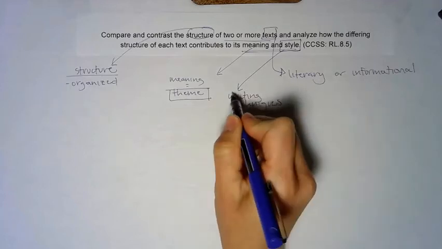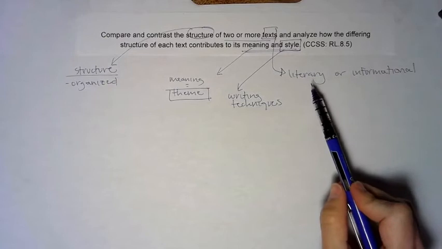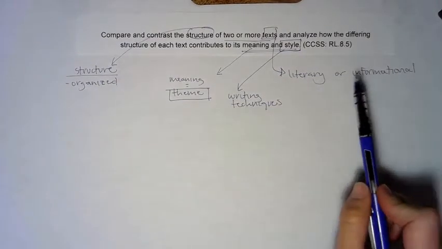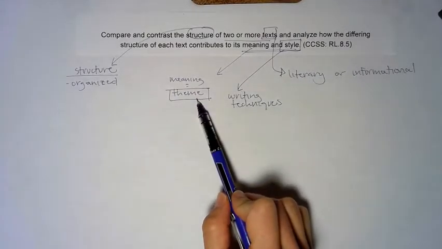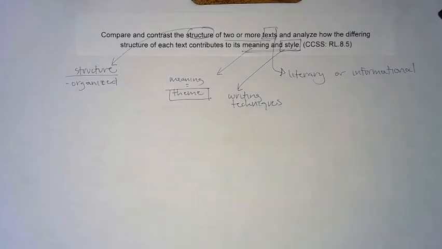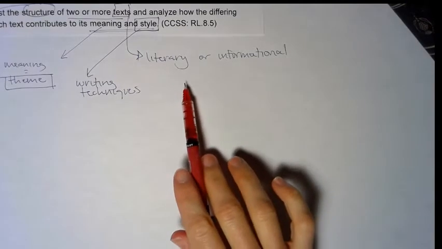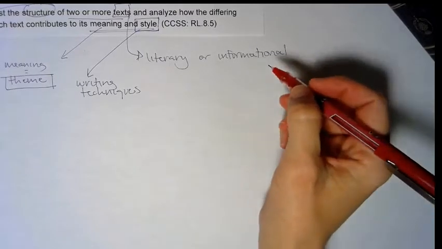So let's break this down a little bit further, knowing these components of the standard. Let's look at the differences in structure for literary texts versus informational. Let's look at how these things get us to meaning by using writing techniques. So let's consider literary texts versus informational texts, specifically looking at structure.